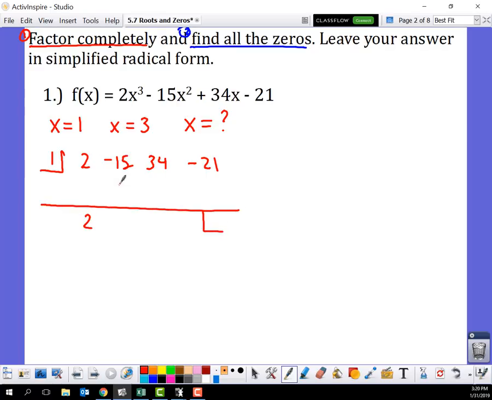Bring down the 2. 2 times 1 is 2. Negative 13. Positive 21 times 1 is positive 21. Remainder 0. We should not be surprised by that.